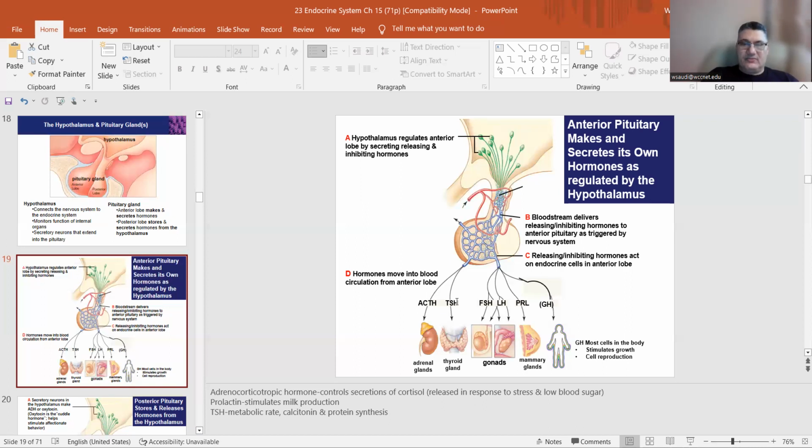What's TSH? Thyroid stimulating hormone. The hormone that stimulates the thyroid. It goes and stimulates the thyroid. That's it. FSH and LH, both of those go to the testes, and both of those go to the ovaries. Testes and ovaries. Prolactin goes to the mammary gland in the breast of the females.